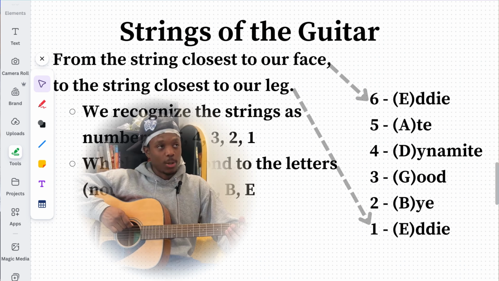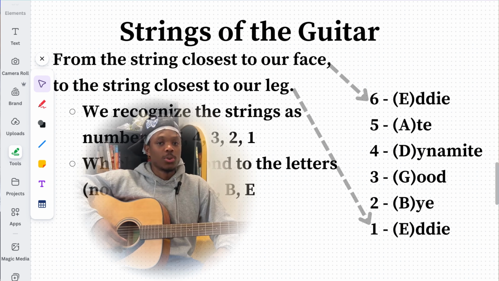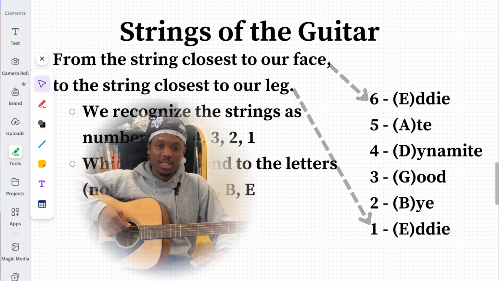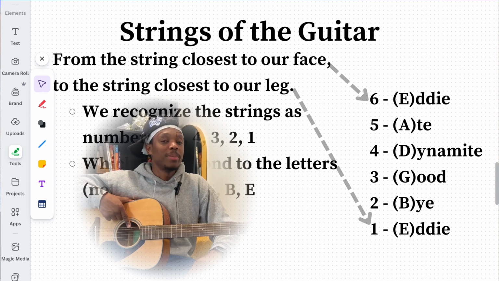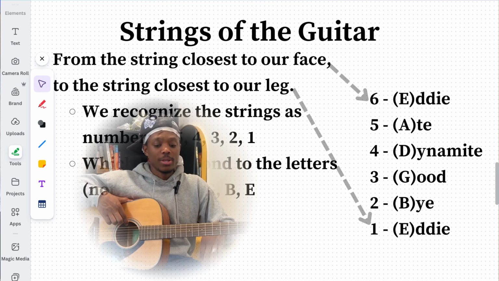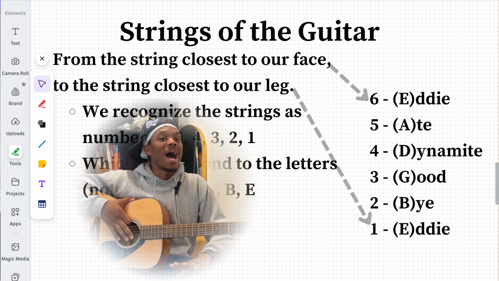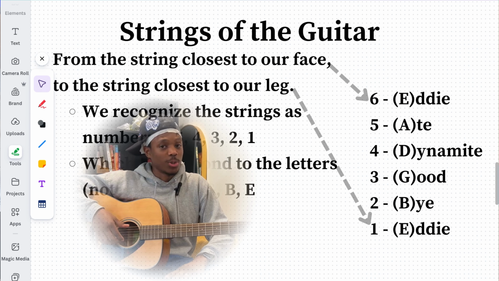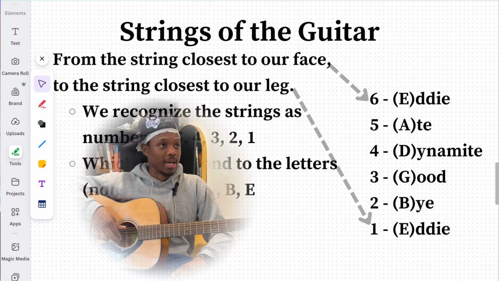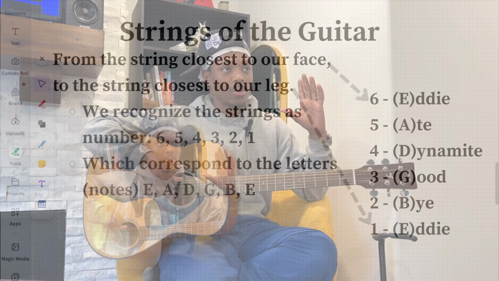String 6 is closest to our face. String 1 is closest to our leg. The thickest string is string 6, also known as the lowest pitch string. The thicker that it is, the lower the pitch. And the highest pitch string, which is string 1, is closest to our leg. So if you just recognize that pattern, everything else should make sense from there. This is 6, 5, 4, 3, 2, and 1.